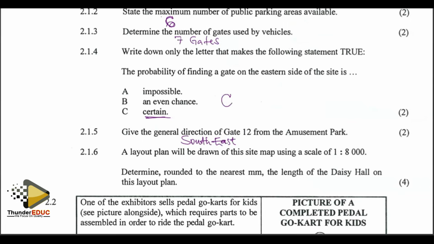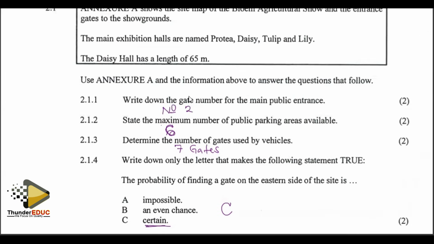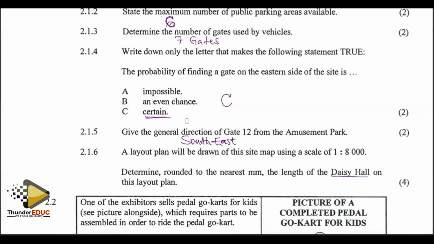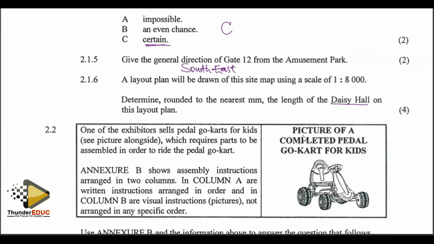All right, a layout plan will be drawn of this site map using a scale of 1:8,000. Determine, rounded to the nearest millimeter, the length of the daisy hole on this layout. Remember, in the scenario they already told us the length of the daisy hole is 65 meters. That's the actual length. They want it on the layout, which is on paper. They've given us 1:8,000, but we have 65 meters in real life. What will it be on paper?